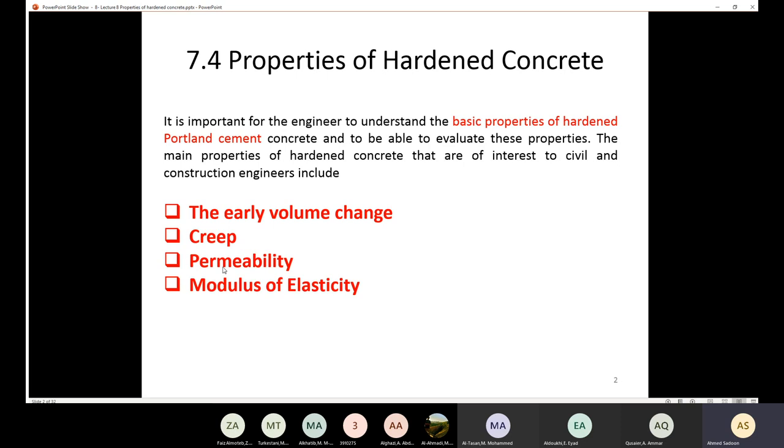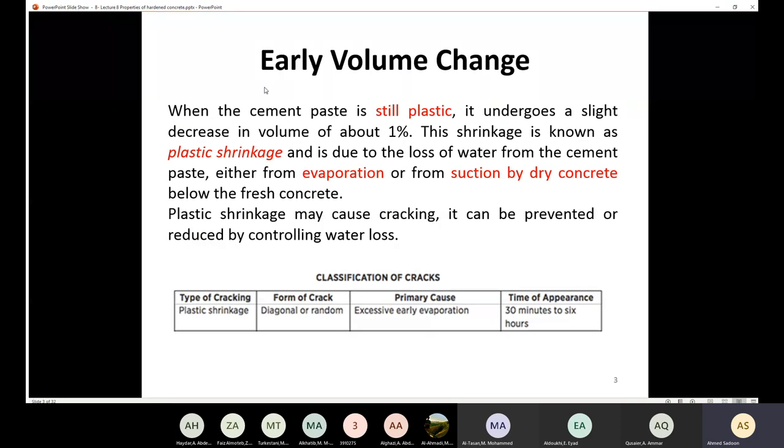And finally, we have the modulus of elasticity. Evaluating the modulus of elasticity of the concrete is not straightforward because the relation between stress and strain is a curve, not a linear relationship. That is why it's not easy to evaluate the modulus of elasticity. We are going to talk about the properties and the characteristics of the stress-strain diagram. But first, let's start with the early volume change.